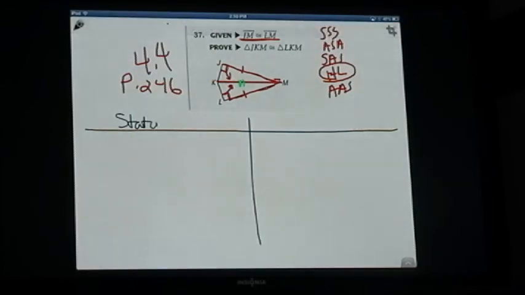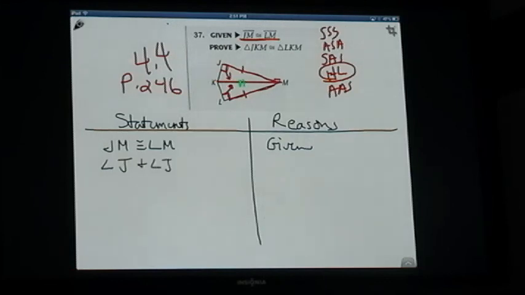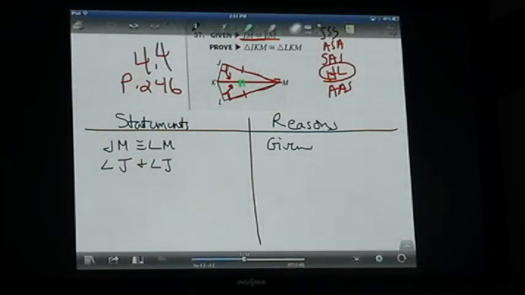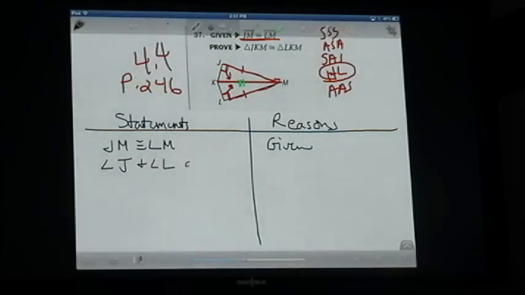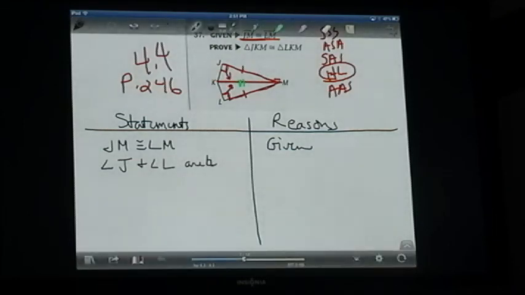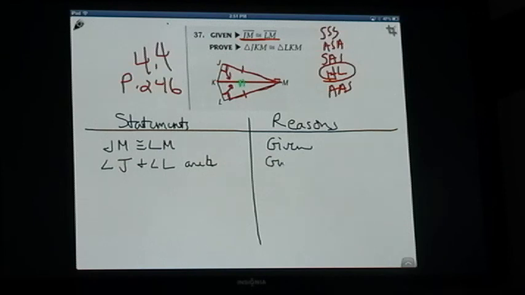Statements. Reasons. Okay, we want to do the given first. JM is congruent to LM, and that's given. Angle J, there's only one there, and angle L, there's only one there. Whoops, I wrote J again. I'll leave it to me to do that. Are right angles, and that's given.